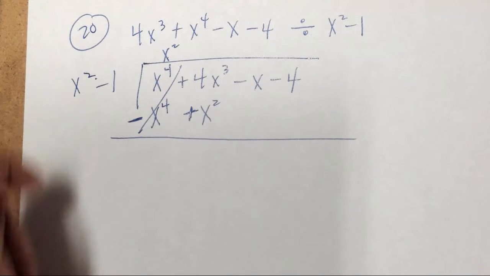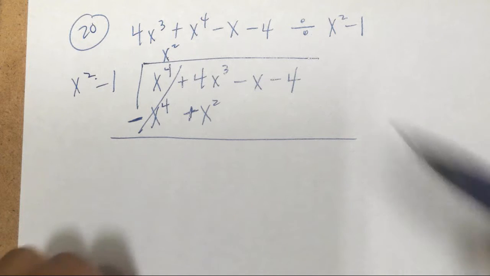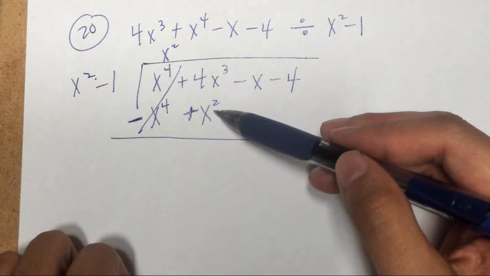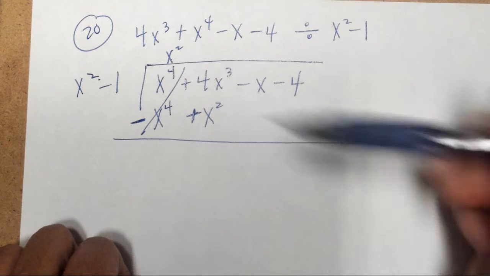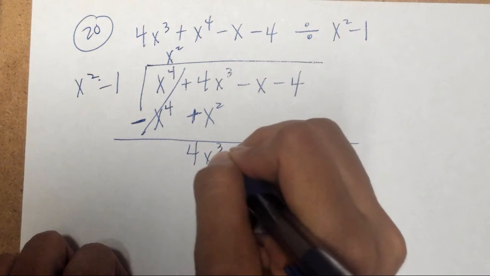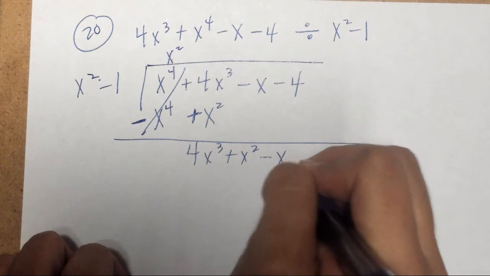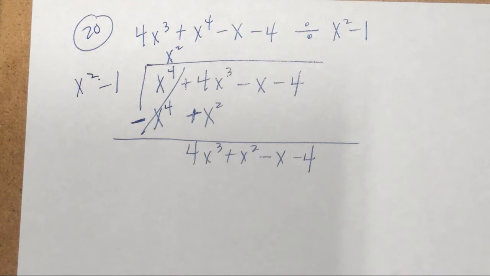This guy cancels. Okay, so do you see here, you cannot smush these, right? You can't combine like terms because this is x squared and this is x cubed. So I'm just going to bring everything down. Just like that. Everything comes down. You can't smush anything.